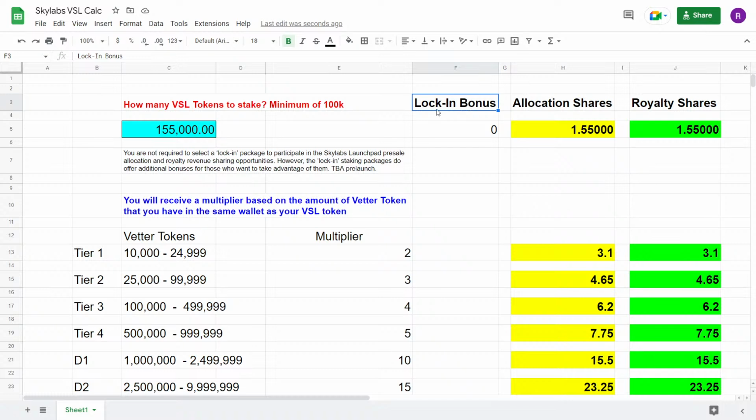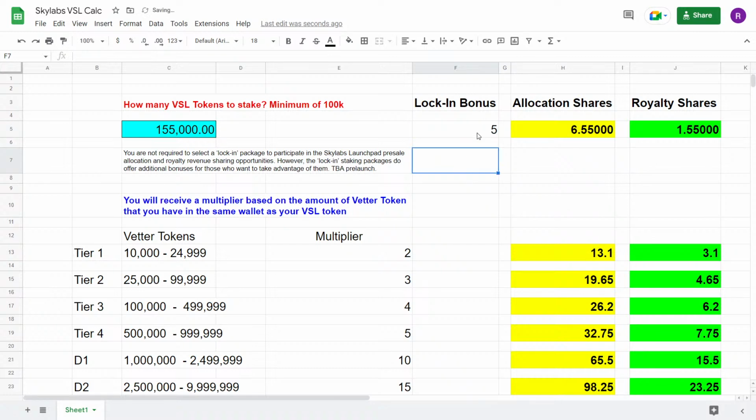Now, like I said, lock-in bonus. You're able to get a bonus for locking in your tokens for a period of time. Those are going to be announced here soon. So in the version that you have access to, I've left that at 0. In this version I'm working with, we're just going to play around with it today. And let's say that you get a lock-in package and you're able to get an additional bonus of, let's just say, this is totally arbitrary, 5.